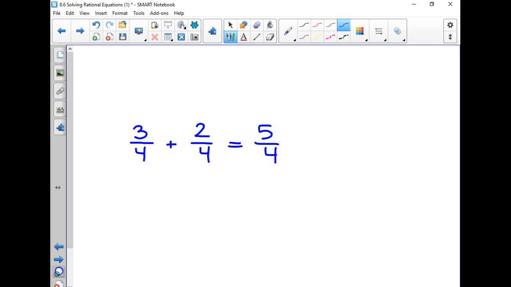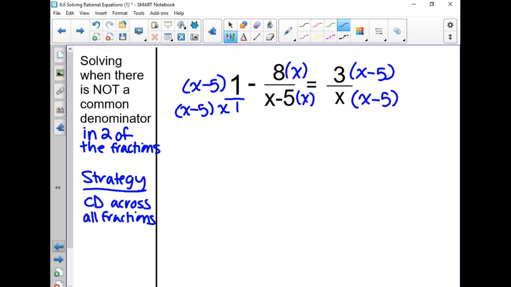And it's the same, because if I smoosh this together, that's 5 over 4, which is equivalent to 5 over 4. And I don't care about the denominator, I only care about the numerator as I'm doing this. I want to get rid of the denominator. That's going to help us solve. So the strategy here is get a common denominator across the board, cross it off, and solve.